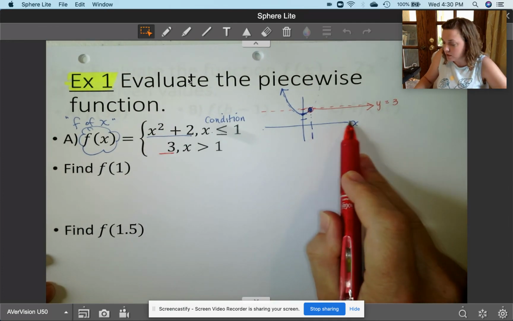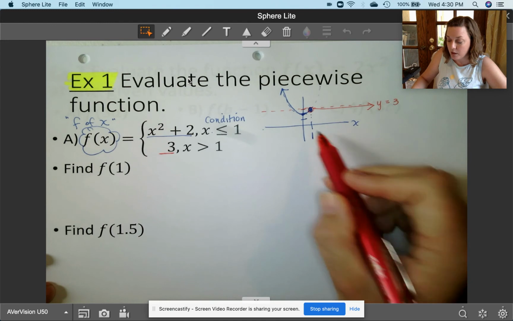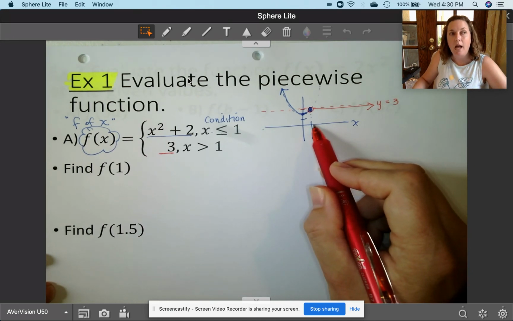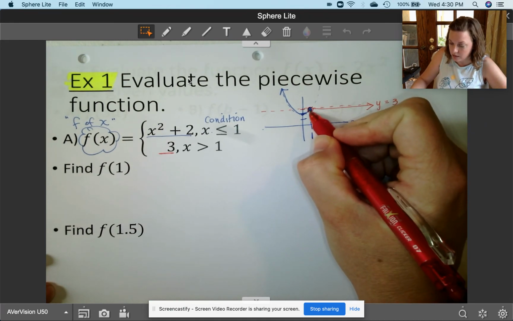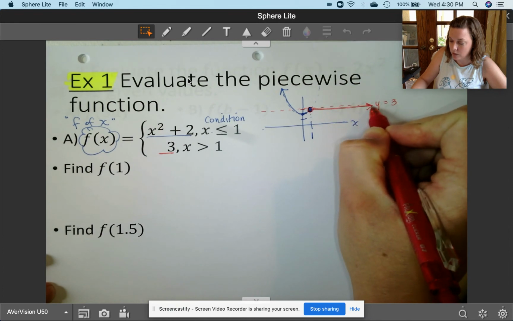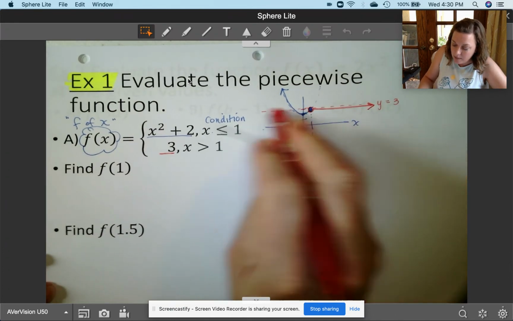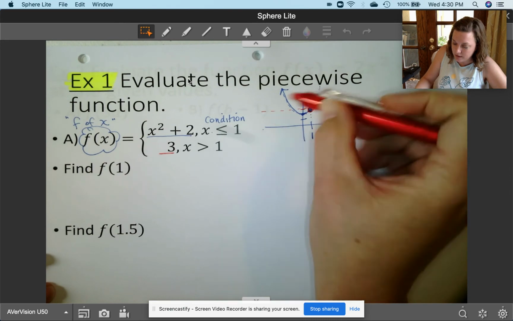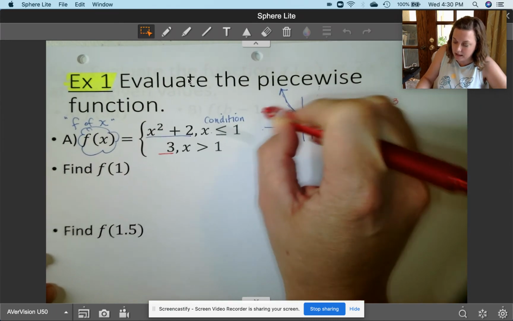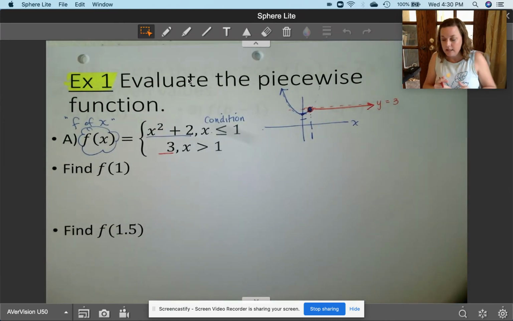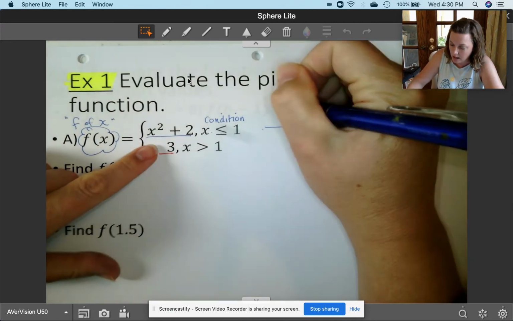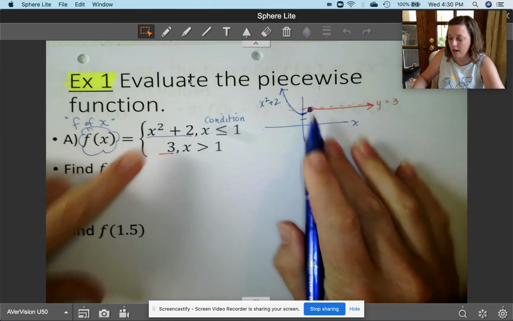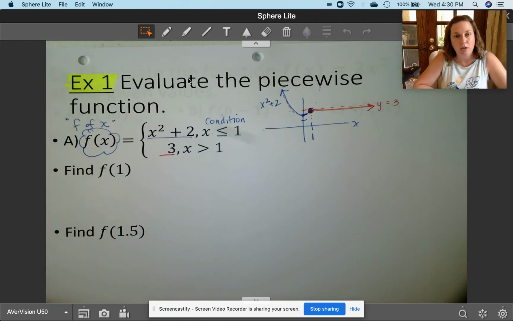But we want x values greater than 1. Greater than 1 is everything to the right of 1, like 2 and 3 and 4, but also 1.1 and 1.01 and 1.0001. We are infinitely close to this point right here, and then it turns here to the red graph. I don't care about that red line to the left of 1. I only care about it for x values greater than 1. This is the piecewise function, and you can see that we have the x squared plus 2 parabola to the left of 1, and then the line to the right of 1.